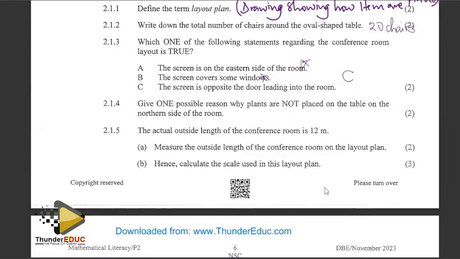Give one possible reason why plants are not placed on the table on the northern side of the room. One, it's for a clear view. These people are far away from the oval table, so they need to be on this other side, so they have a clear vision to see whatever is going on at the oval table.